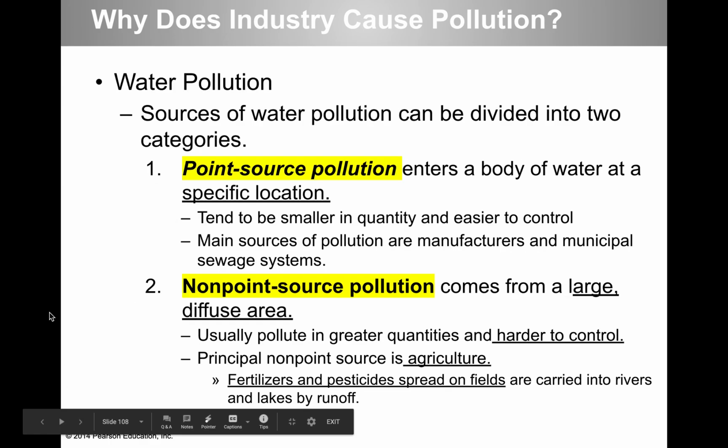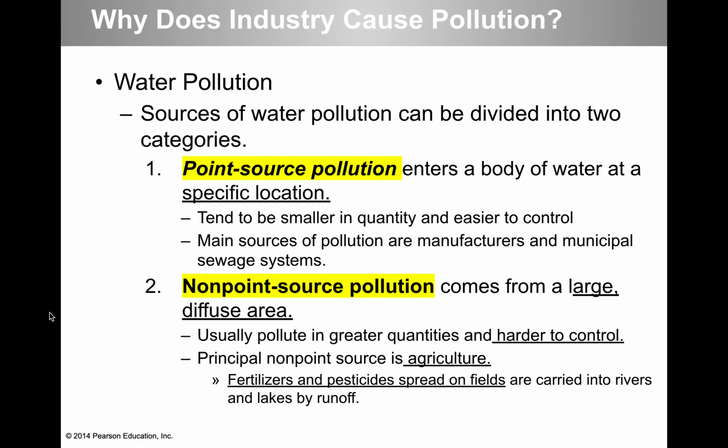All right, let's talk about pollution. You have point source pollution and non-point source pollution. When we look at point source pollution, these are usually smaller and much easier to control, so you can pinpoint the specific location. Oftentimes these are industrial manufacturers that may dump into a river or waterway, or municipal sewage systems, which are common in suburbs and urban areas.